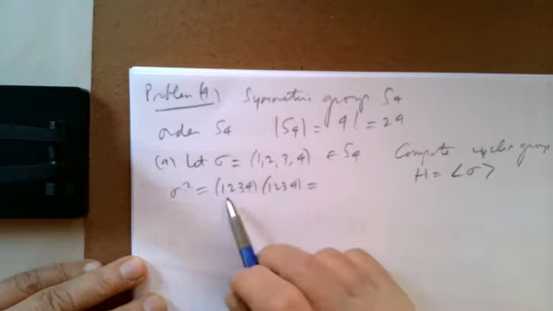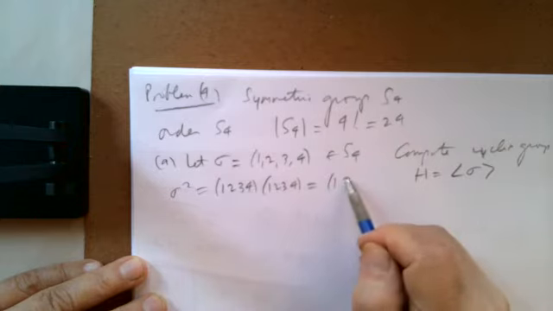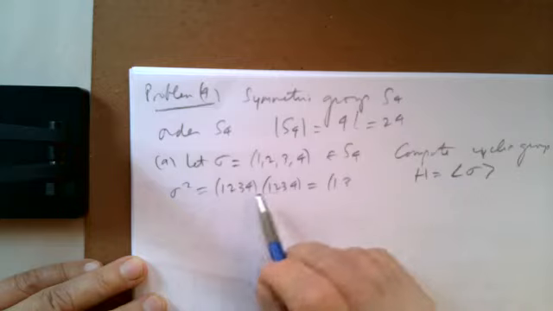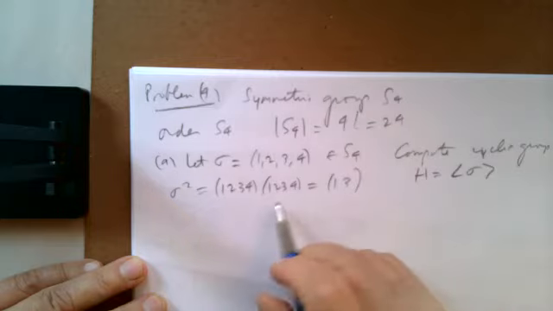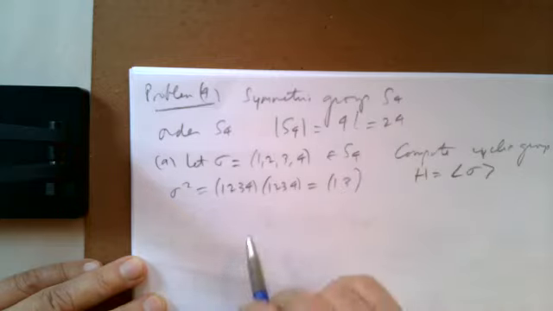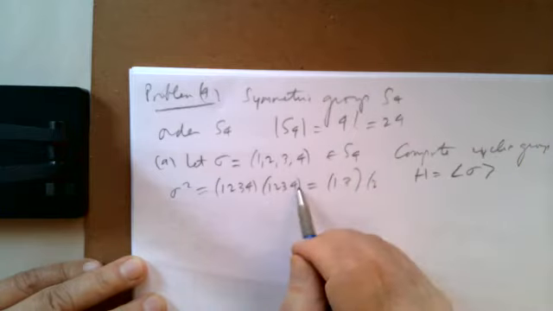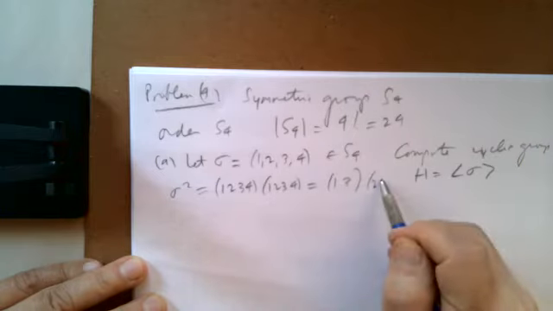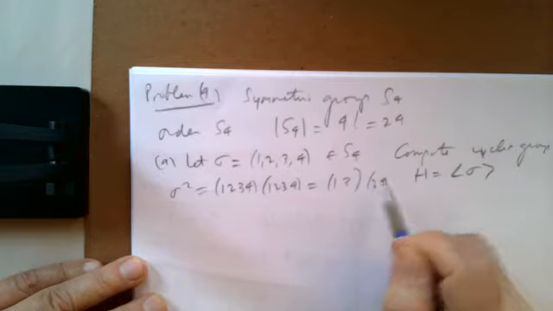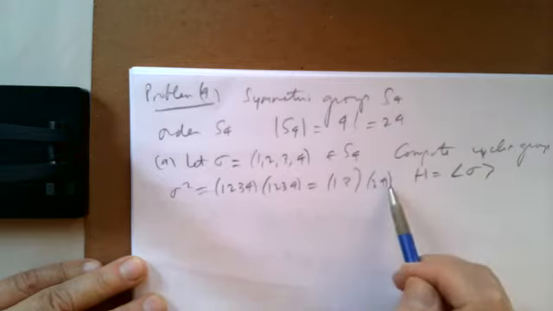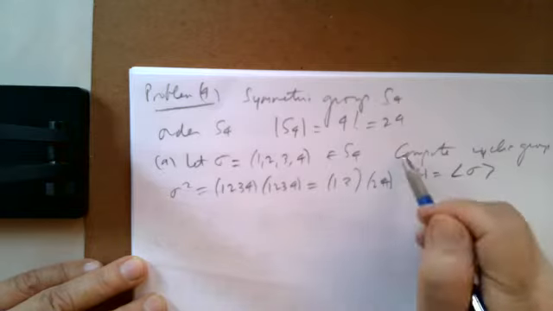This sends 1 to 2, 2 to 3, so 1 goes to 3. 3 goes to 4, goes back to 1, so that's a transposition. 2 goes to 3, goes to 4, and 4 goes to 1, goes to 2. So sigma squared is the product of these 2 transpositions.